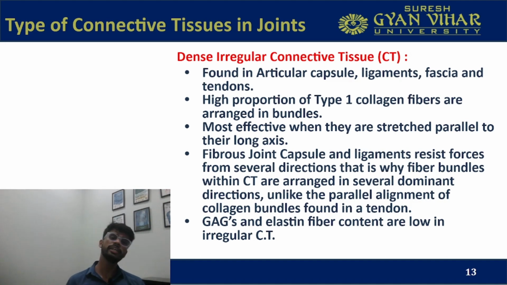Now GAG and elastin fibers are very low. GAG is very low because you have to provide stability. You do not want water to enter the tissue and perform shock absorption, because there is only one function of this type of tissue, which is to provide stability. Elastin fiber has to be low because they cannot stretch. If they stretch, then the stability will be compromised.